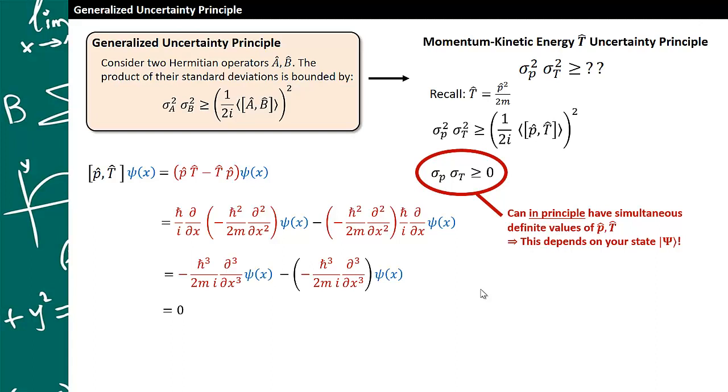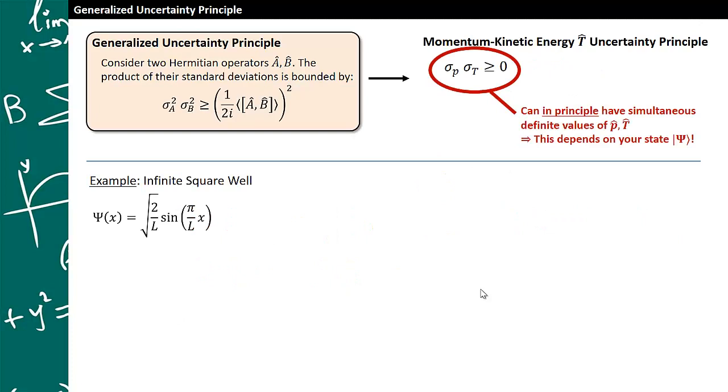However, whether you actually have definite states of both momentum and kinetic energy at the same time, namely, can you have simultaneous definite values of momentum and kinetic energy, depends on the state that you choose. So let's look at how that works out in a simple example.